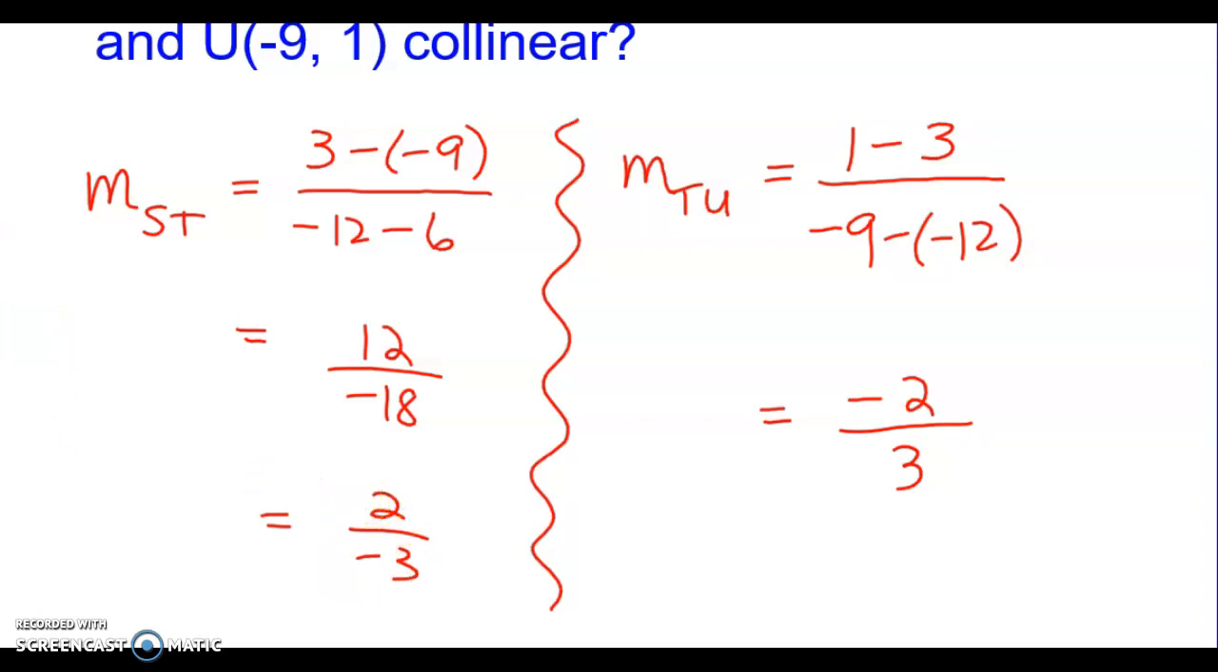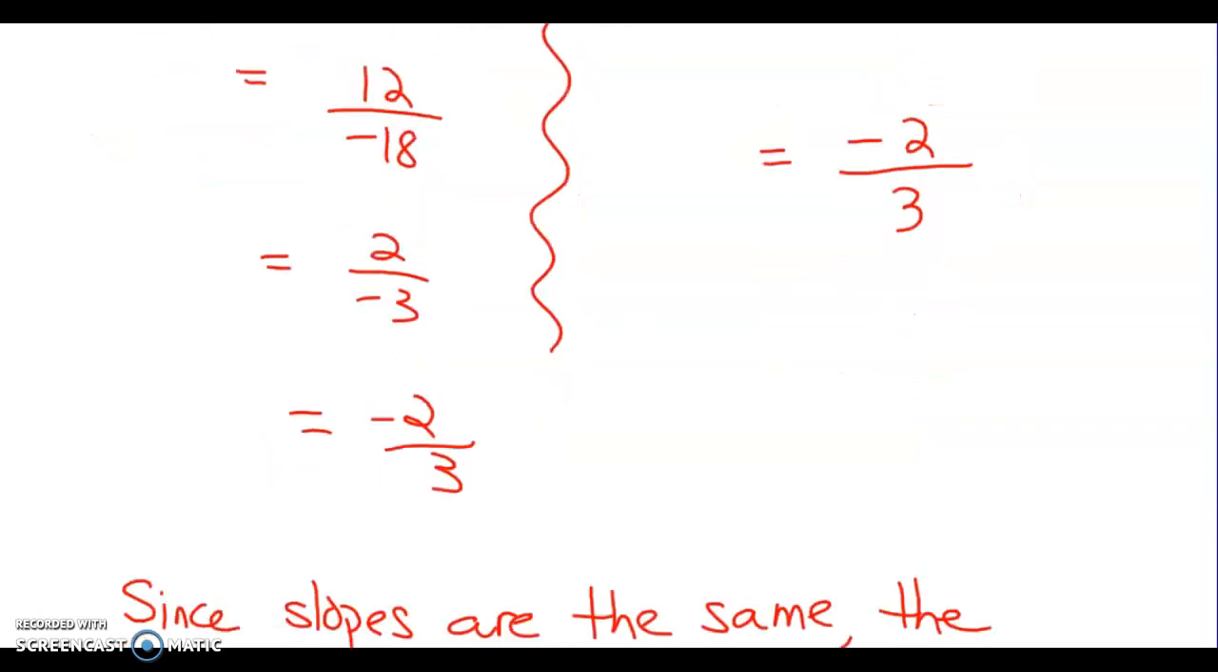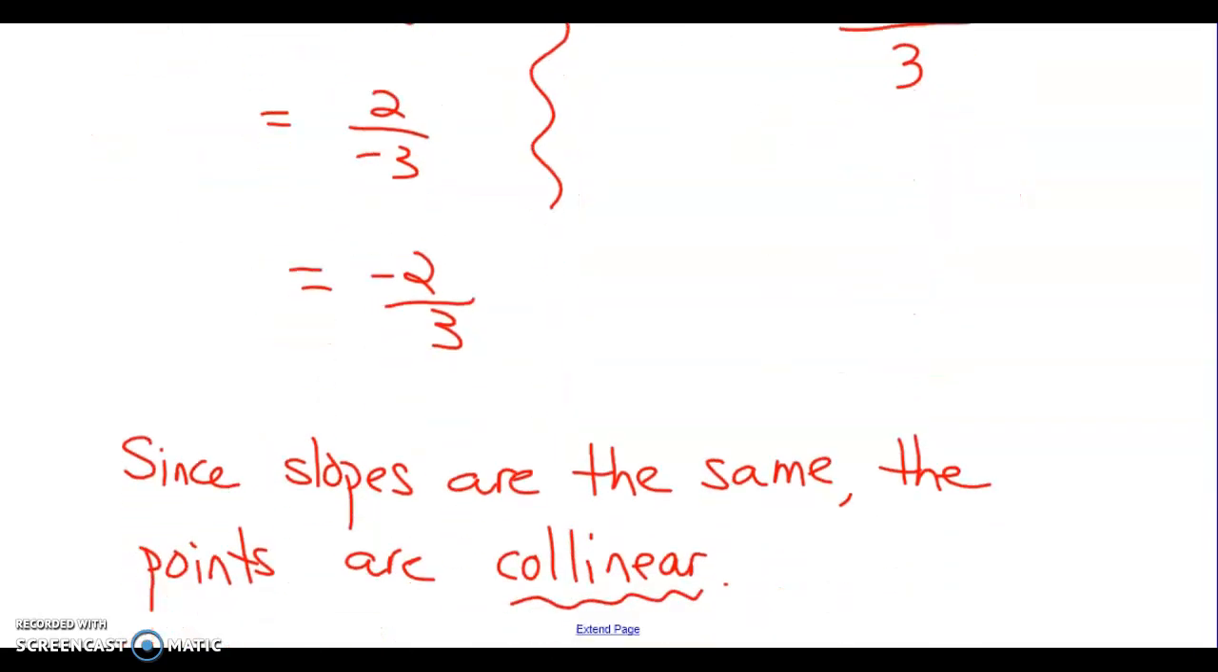Okay. The slope between TU, again, I use my slope formula here, y2 minus y1 over x2 minus x1, and I end up with negative 2 over 3. Remember what I just said. That negative can be at the top, at the bottom, in the middle, it means the same thing. So indeed, these points share the same slope, which means that the points must be collinear.